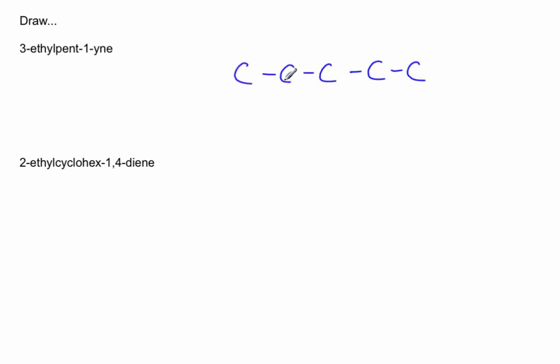There's 5 carbons. The triple bond, y-n-e, is on carbon 1 to 2, and on carbon 3 I have an ethyl group. And there's my ethyl group. Whoops, 2 carbons, 2 hydrogens. No extra hydrogen on carbon 1, none on carbon 2. I can put a hydrogen here in carbon 3, 4, and 5. So 3-ethyl pent-1-yne. 2-ethyl cyclohex-1,4-diene.